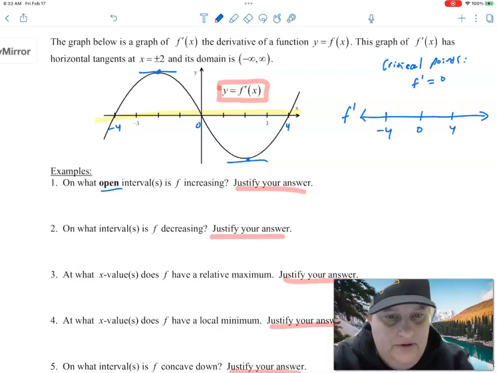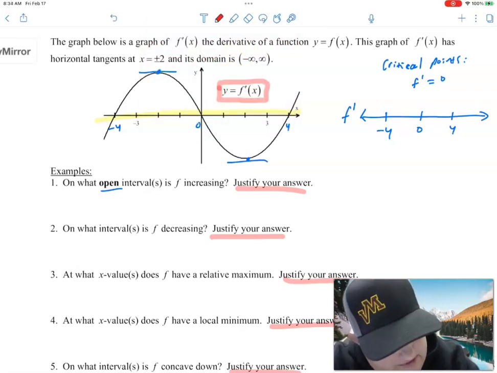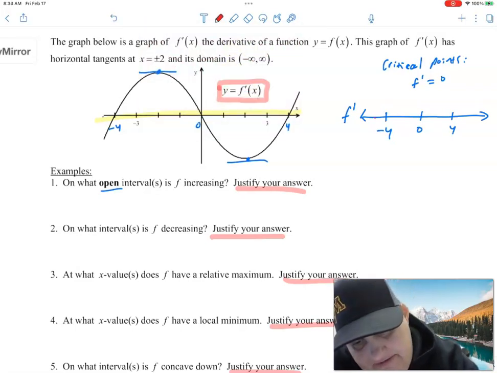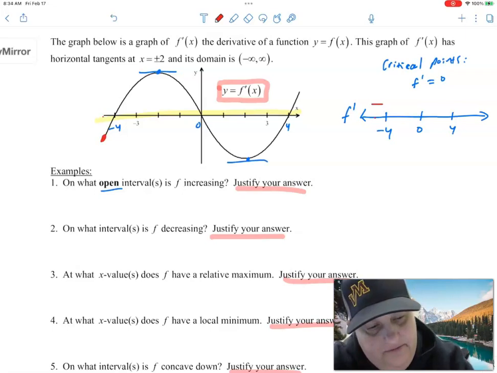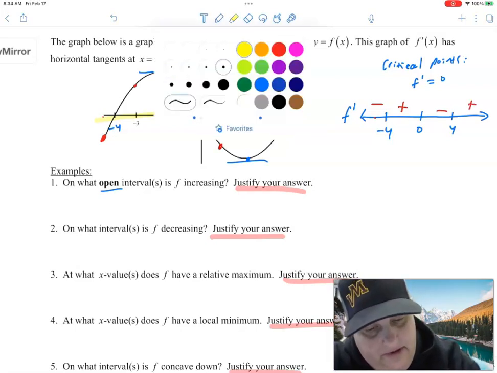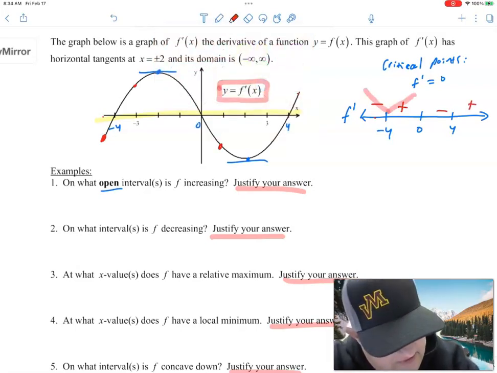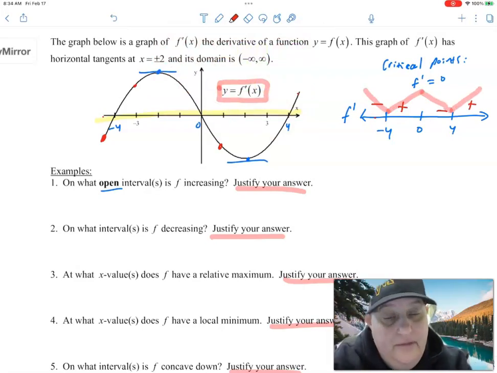And then I do test points, right? But remember, we were plugging our test points into the first derivative. So, for example, if I test -5, I would get a negative number. If I test -3, I would get a positive number. If I test like 1, I would get a negative number. And if I test like 5, I would get a positive number. So it goes like this: decreasing, increasing, decreasing, increasing. My original function is going to look like that, okay?